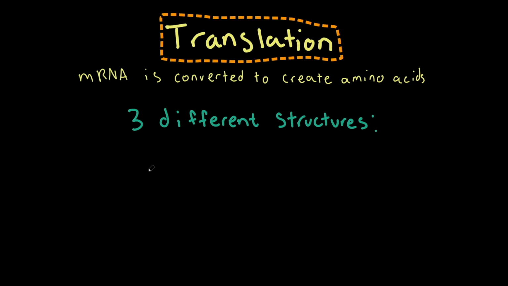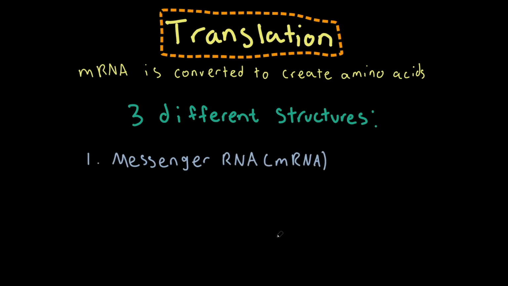Alright, so now let's talk about translation. This is when our messenger RNA is converted to create an amino acid, which creates our protein. So translation, you could think of it as translating that mRNA to that protein. Now there are three different structures that constitute the process of translation.